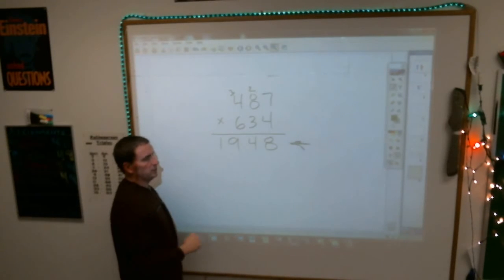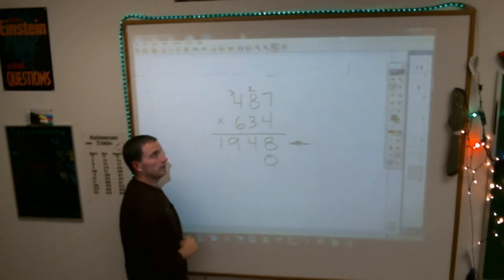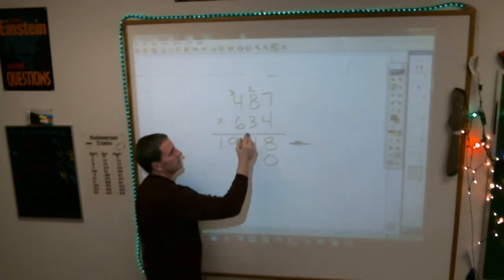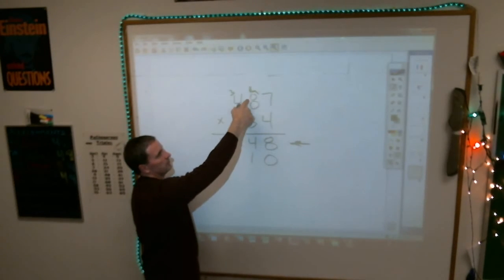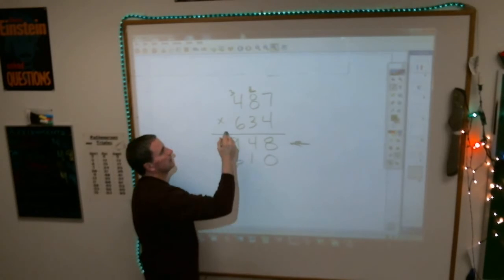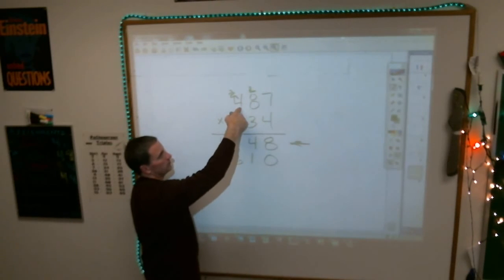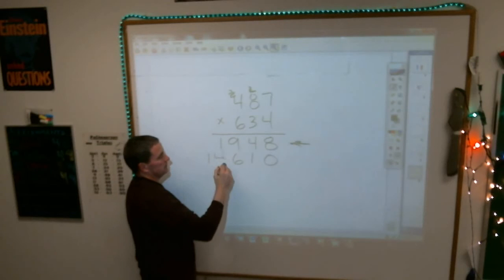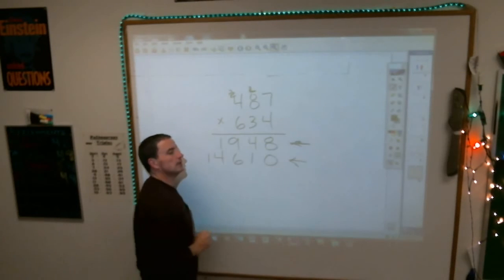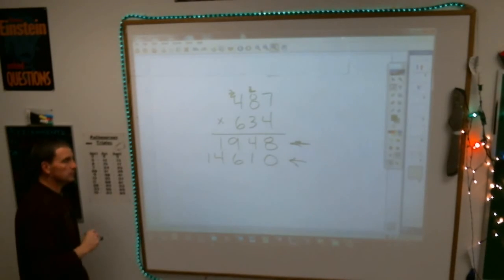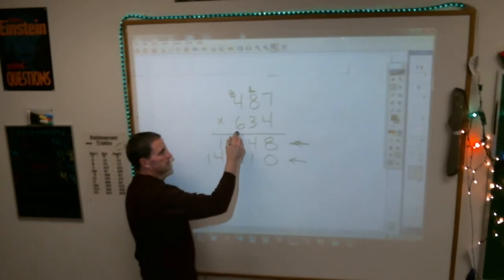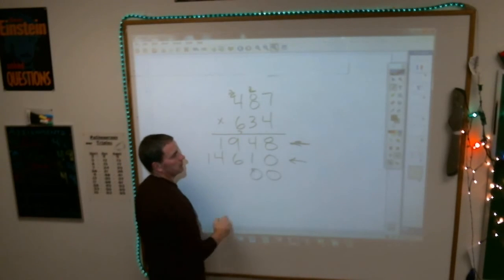The next one here, you should just drop a 0 to start off with. 3 times 7, 21. Carry the 2. 3 times 8, 24. Plus 2 is 26. Carry the 2. 3 times 4 is 12. 14. We got 14, 6, 10 for the second row. So far, so good. When you get to this 6, you got to drop 2 zeros.